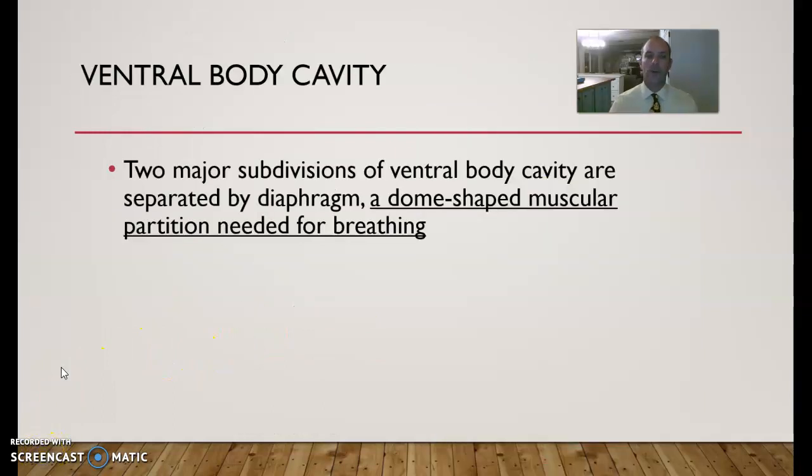Now we're moving to the ventral body cavity. Remember, ventral means this view here, on us. The two major subdivisions of the ventral body cavity are separated by the diaphragm. You know where it is. Feel your ribs. You can feel your xiphoid process, that little part that sticks out. Right underneath there is where the diaphragm is. The diaphragm is a dome-shaped muscular partition needed for breathing, and it's a muscle. We'll talk about that when we get to muscles. It divides the cavity into an upper, superior half and a lower, inferior half. That's what the body cavities are divided into.